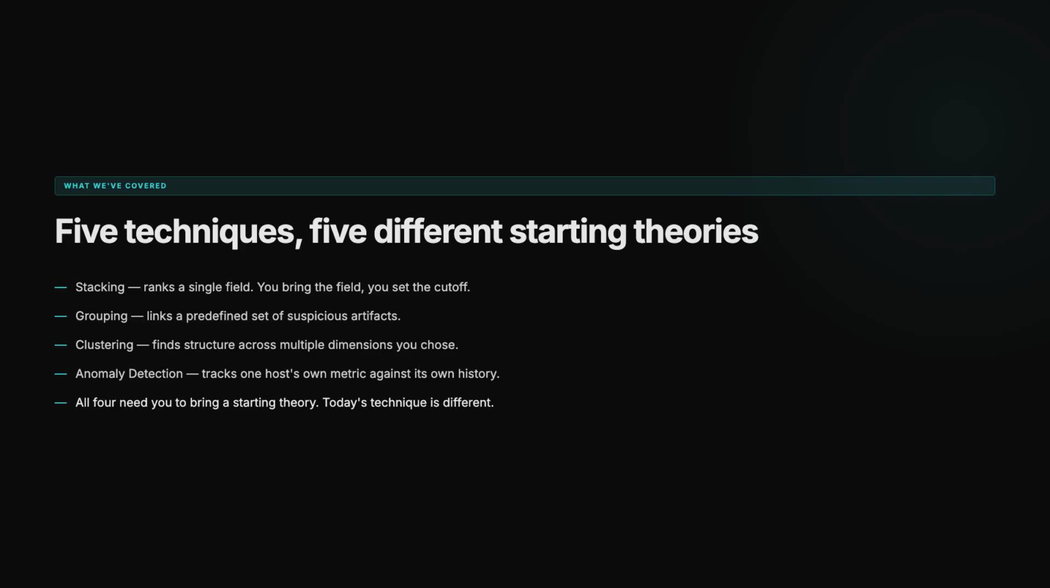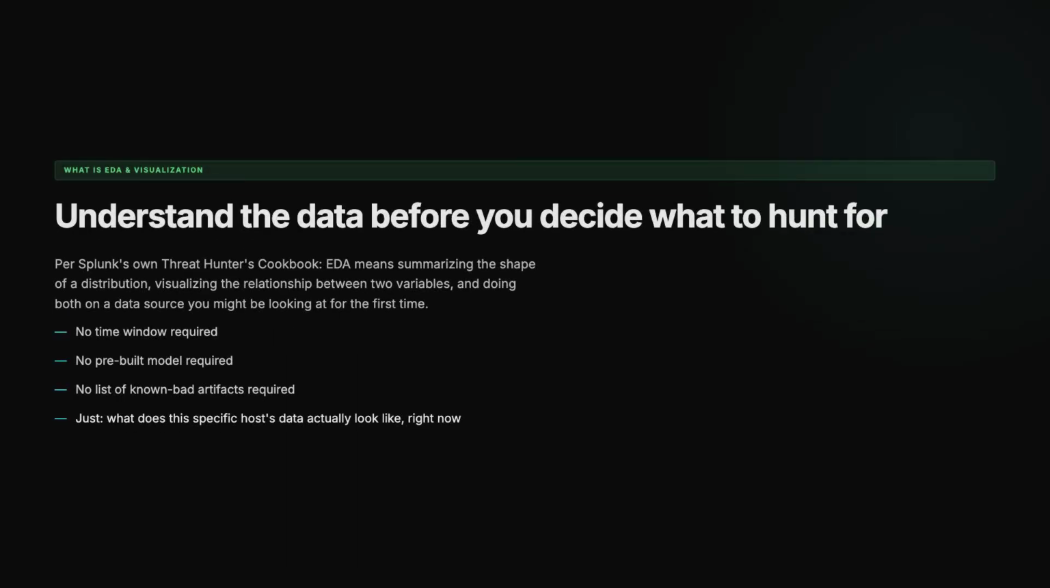Today's technique is different. Exploratory data analysis, in Splunk's own Threat Hunters Cookbook, is described as understanding what comprises your data before you have decided what you're hunting for. In practice, that means 3 things: summarizing the shape of a distribution, quartiles, median, spread; visualizing the relationship between 2 variables to see which points break the pattern; and doing both of those on a data source you might be looking at for the first time. Notice what's not in that list: no time window, no pre-built model, no list of known bad artifacts, just what does this specific host's data actually look like right now.